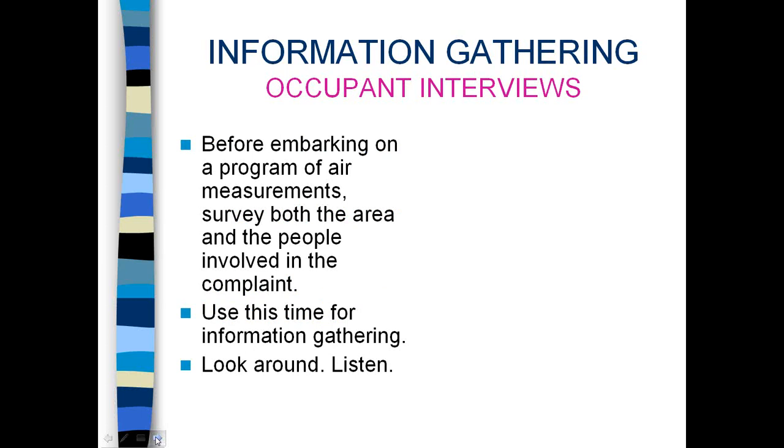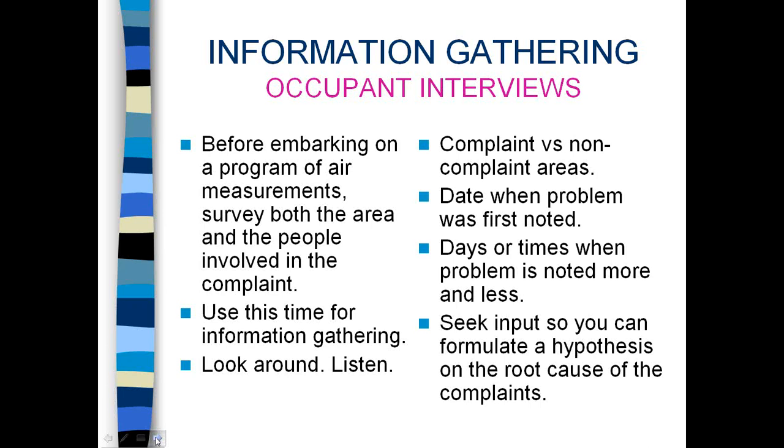Let's now look at the information gathering step. In summary, if you get a complaint about indoor air quality, do not rush to collect samples willy-nilly. Instead of reaching for sampling equipment right away, first reach for a clipboard and note things like complaint versus non-complaint area, date when problem first noted, days or times when problem is more or less, and finally seek input from the building occupants so you can formulate a hypothesis on the root cause.